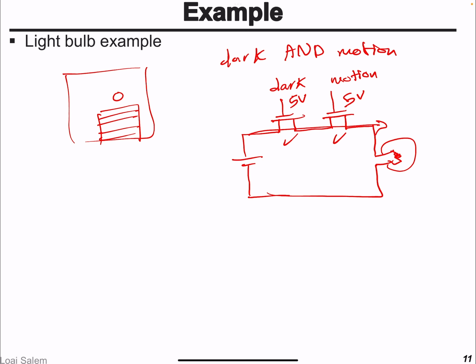But if we sketch the equivalent circuit in the on state, when both transistors are on, we'll find that we have R on of the first transistor in series with R on of the second transistor, and then we have the light bulb.